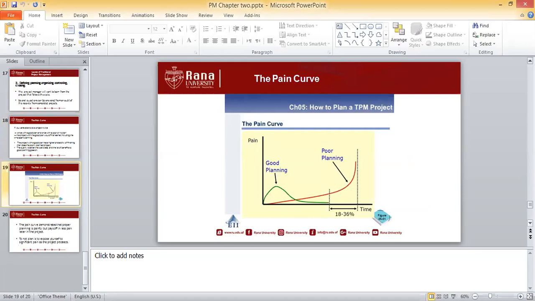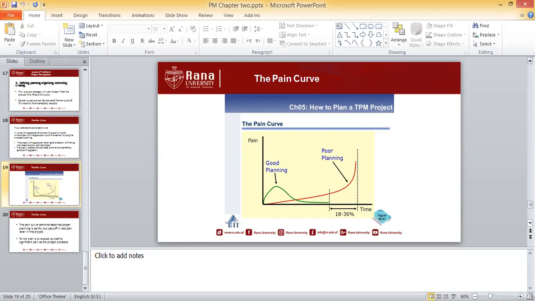Okay, being a project manager, it's very important when you're planning for the project. If you have one project and you are asked to develop two plans for that, one is good planning and one is poor planning, dear students. So this pain curve shows that if you are going for good planning, initially you will see the green graph, right?